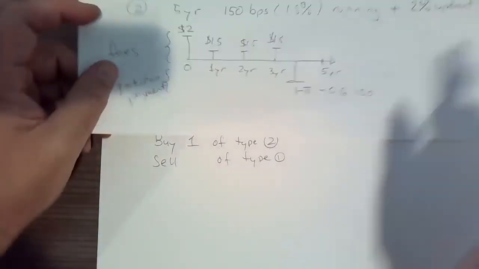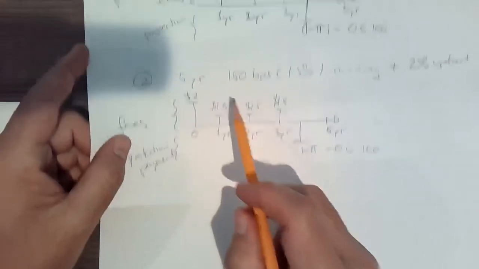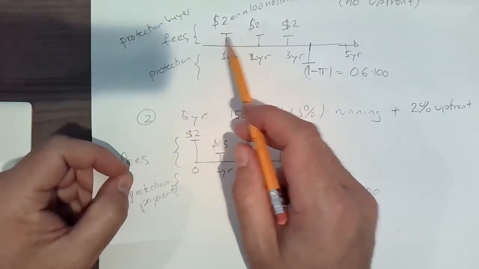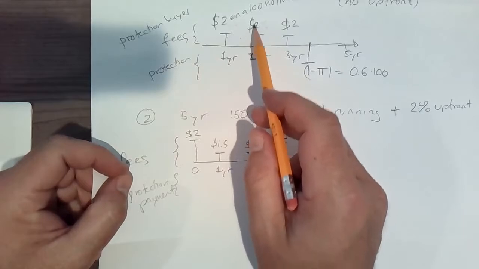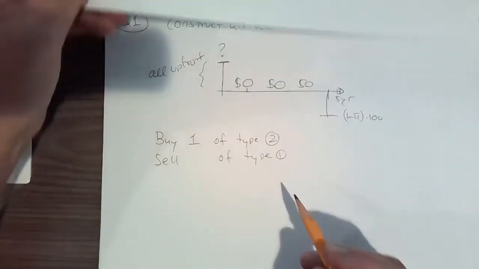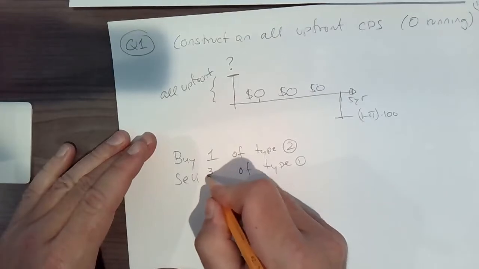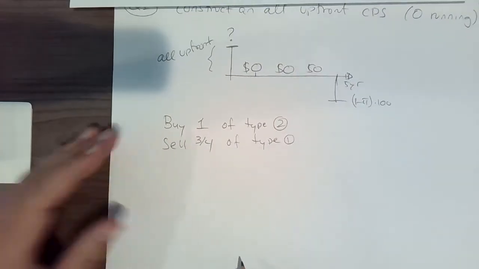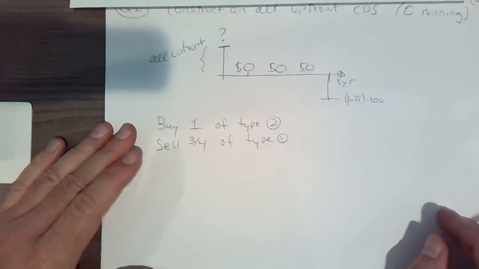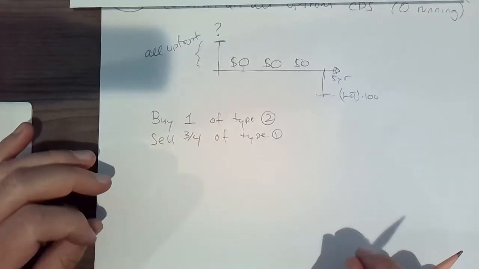Well, this 1.5 here, I need to do something with this 1.5 that's coming in. What I could do is swap it over and match them up with a 2. So what is the ratio between 2 and 1.5? Well, this is 3 over 4.